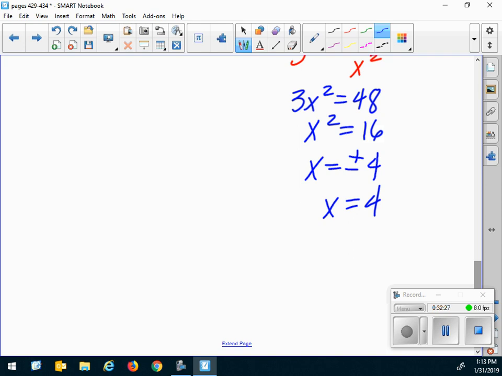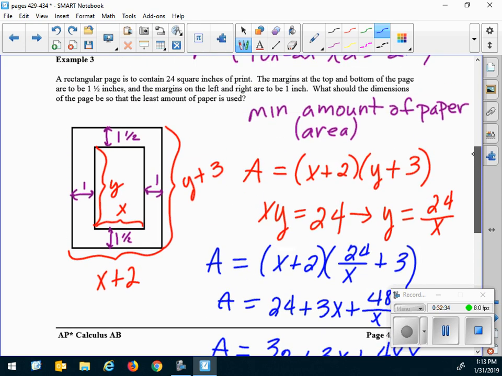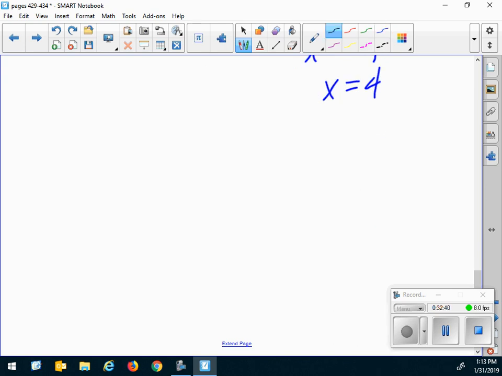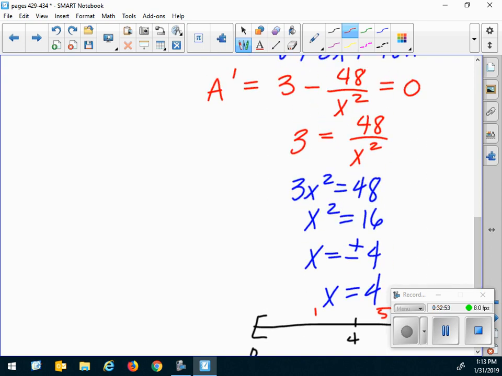You getting x equal 4? What am I trying to do here? Minimize. I've got to prove to myself that that's a minimum. If x is 1, let's go right back here. If x is 1, is that derivative positive or negative?